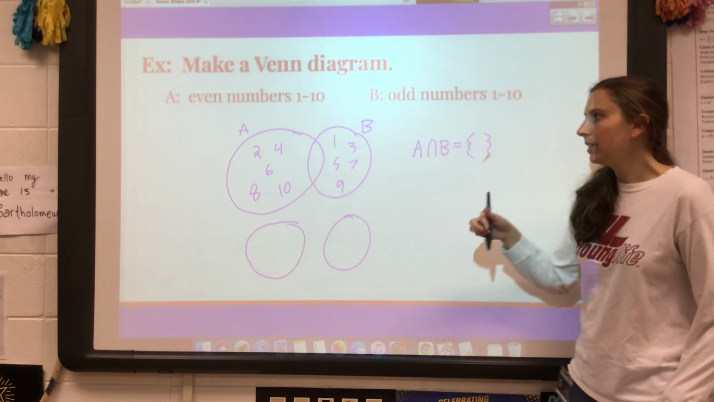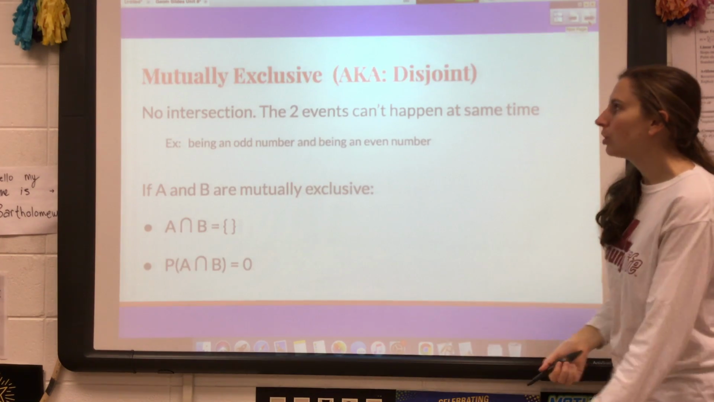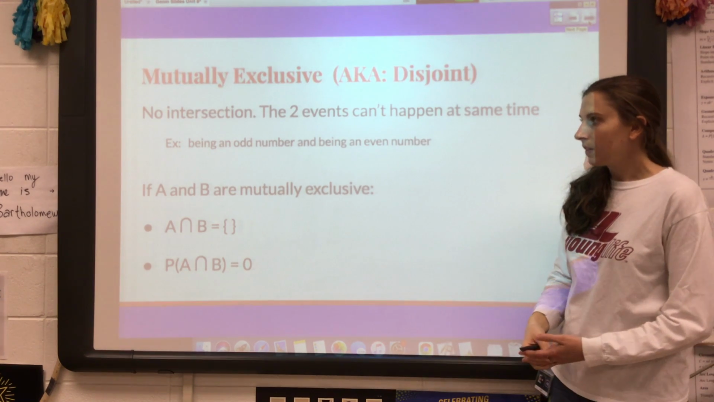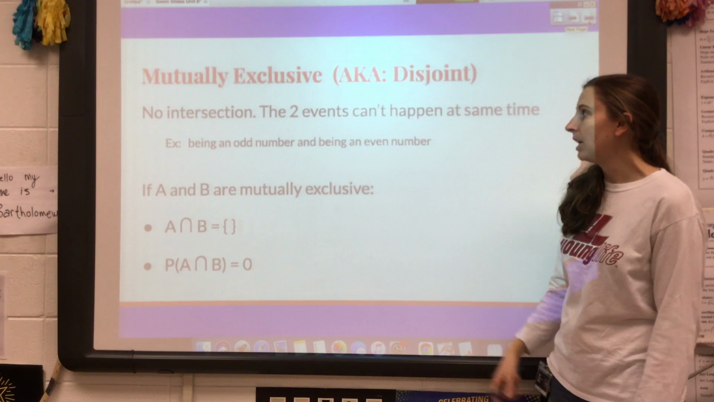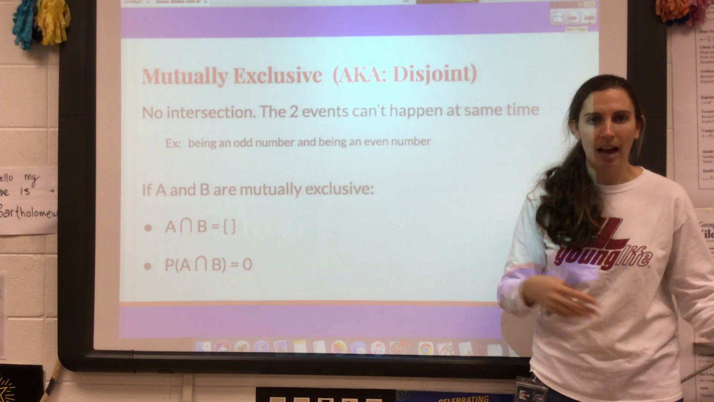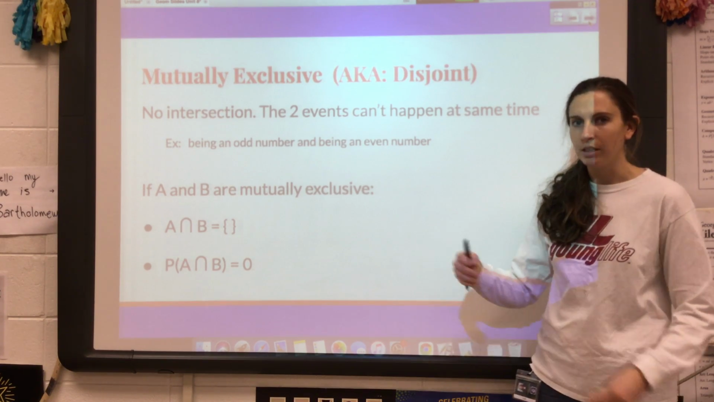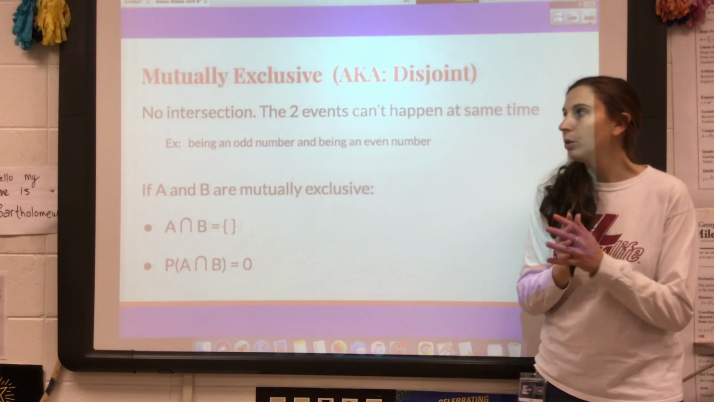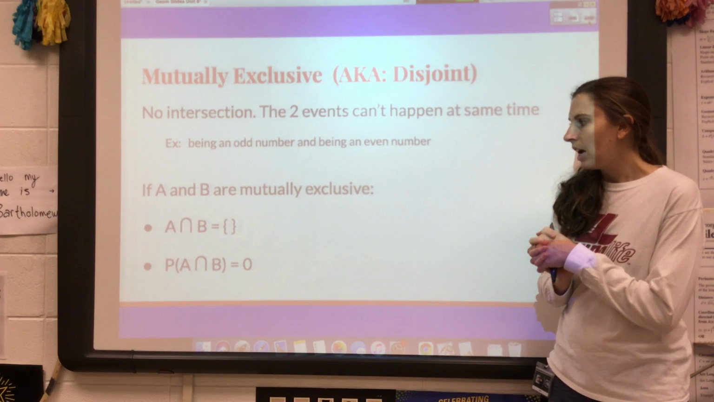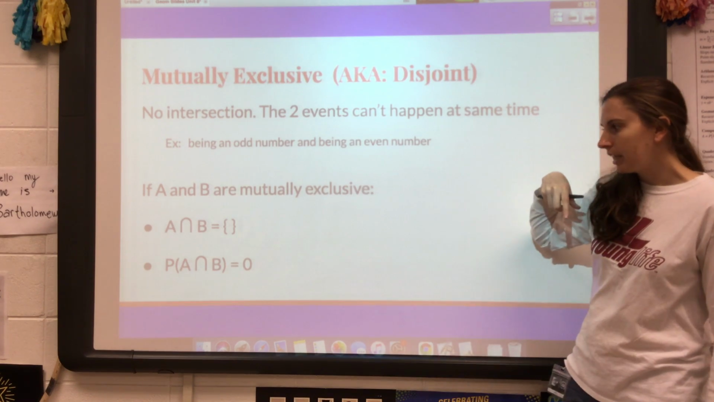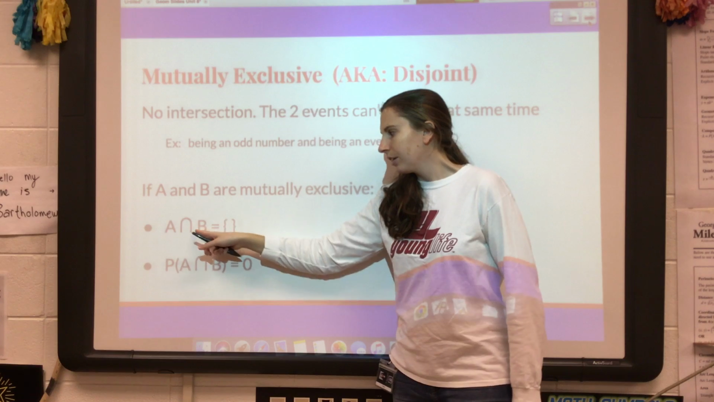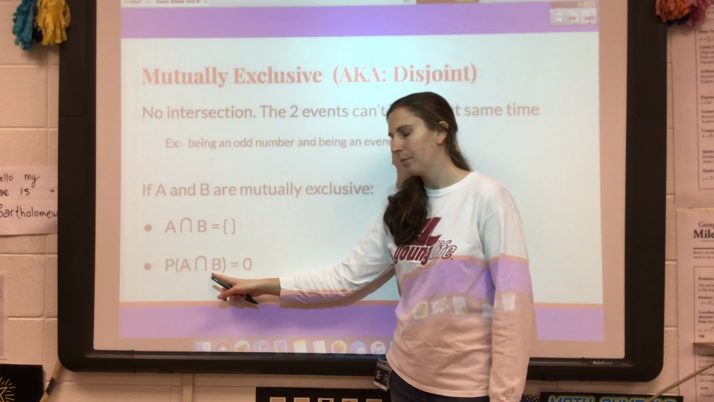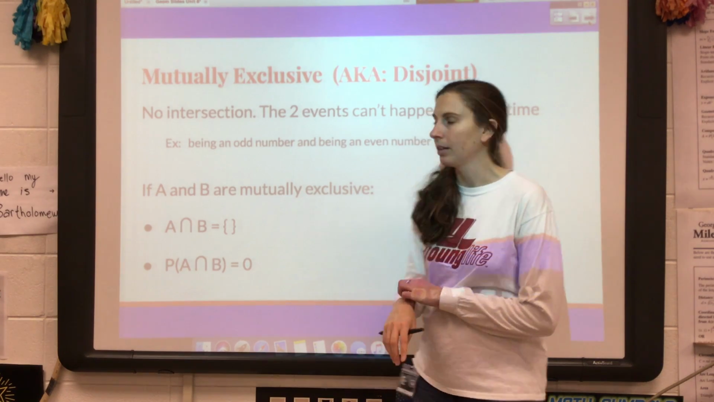There's a term for this, and it's called mutually exclusive, also sometimes called disjoint. It means that there is no intersection. The two events literally cannot happen at the same time. For example, you can't be both an odd number and an even number. Those two things are mutually exclusive. And again, if A and B are mutually exclusive, then their intersection is the empty set, and the probability of that happening is 0. It can't happen.